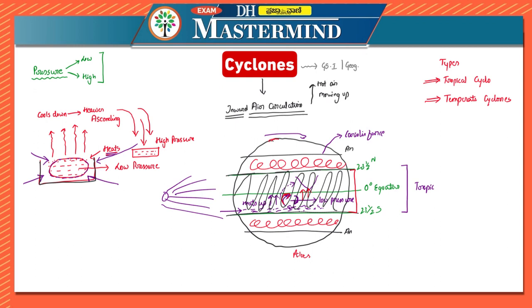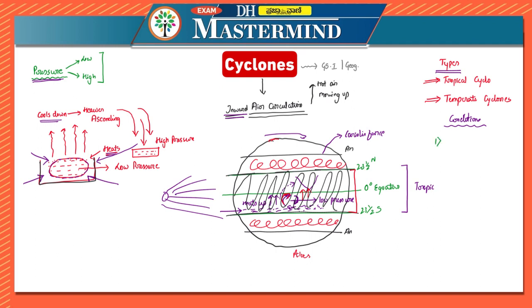So what we have seen about the pressure before: we saw how the pressure is created, what is low pressure and what is high pressure. Later on we saw that cyclones are inward air circulation due to upward movement of hot air. And then we saw there are types of cyclones, that is tropical cyclones and temperate cyclones. Now what are the conditions for the cyclones? What are the conditions under which cyclones emerge?